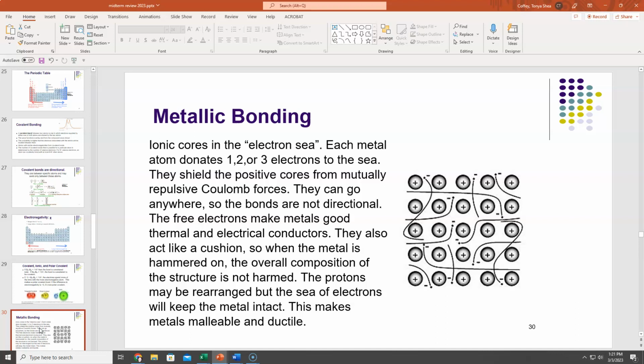And this kind of bonding dictates a lot of the properties that you see in metals, like the fact that they're good thermal and electrical conductors. Of course, if you have a lot of free electrons roaming around, it's going to conduct electricity well, right? And since those electrons have a lot of kinetic energy, they also make good thermal conductors. They also act like a cushion, and that means that when the metal's hammered on, the non-directionality of the bonds ensures that the ionic cores can just slip past one another, so you can rearrange the ionic cores, but the sea of electrons keeps the metal intact, and that makes metals malleable and ductile.